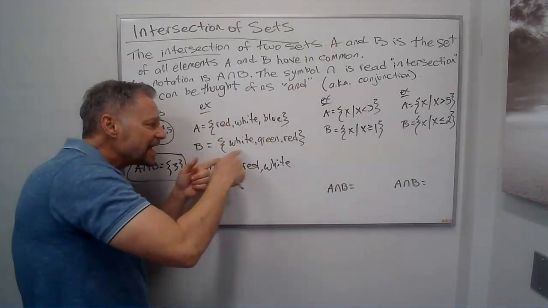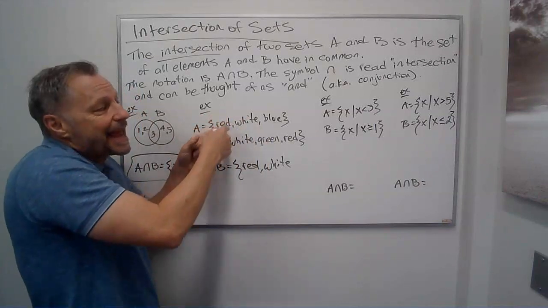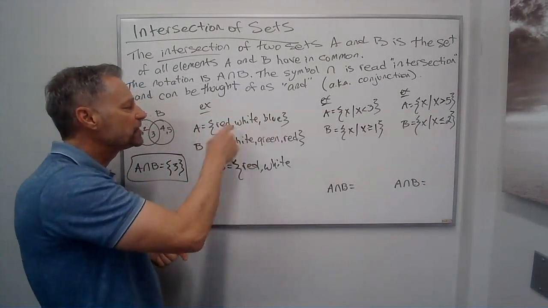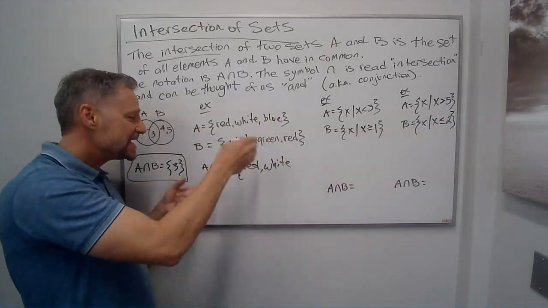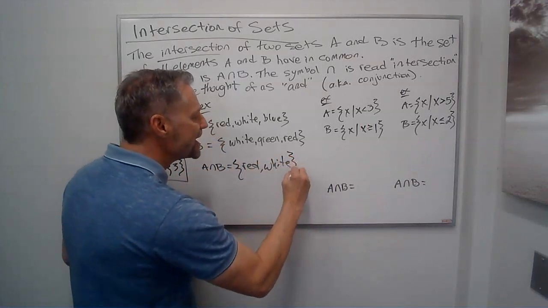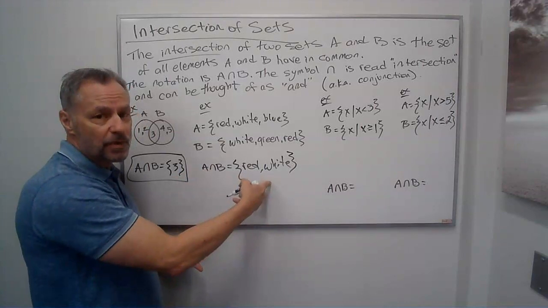And notice, I don't have to go in here and look to see what's in here, because if it wasn't in set A, it can't be in the intersection. It can't be in both sets. So once I go through all the list of what's in A, as far as intersection goes, I don't have to look any further. I'm done. So A intersection B, or A and B, is red and white.